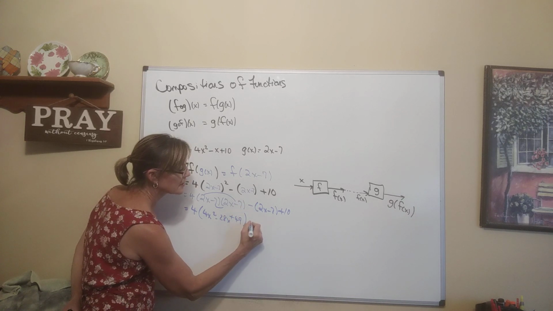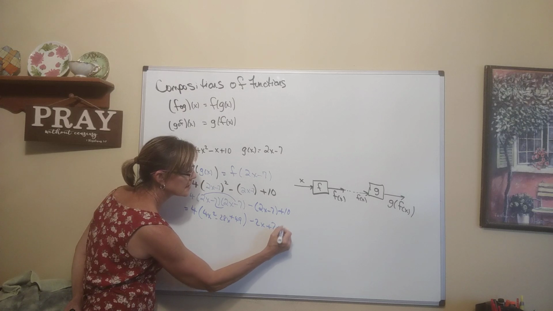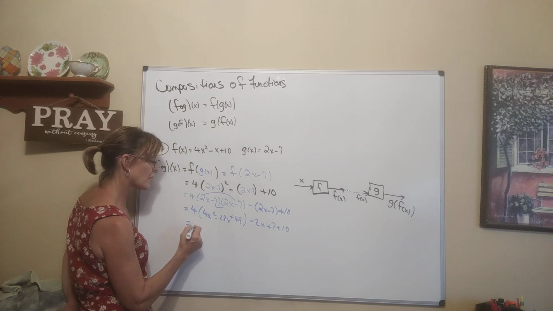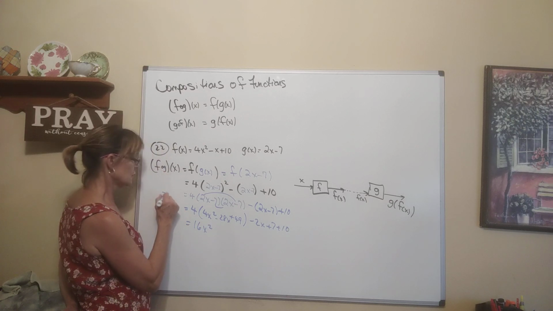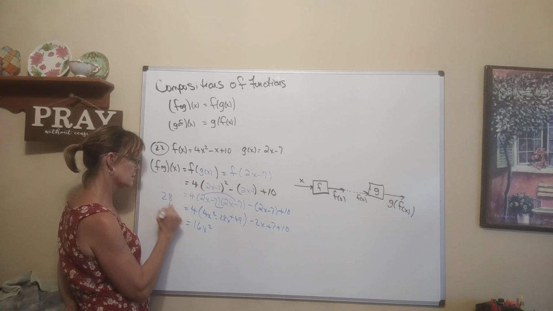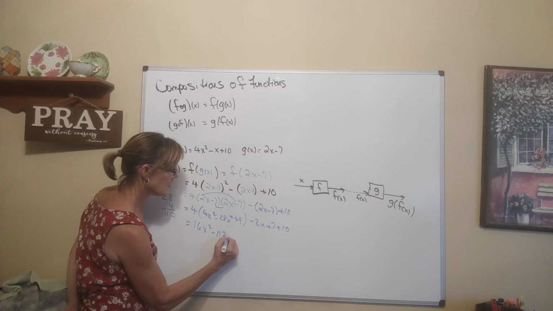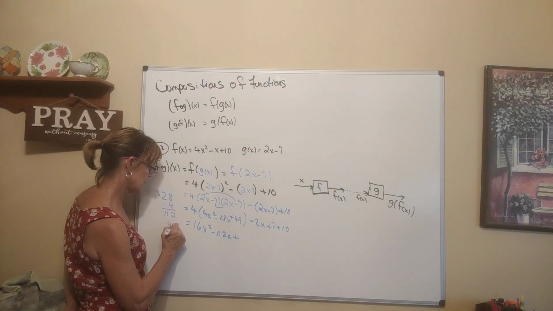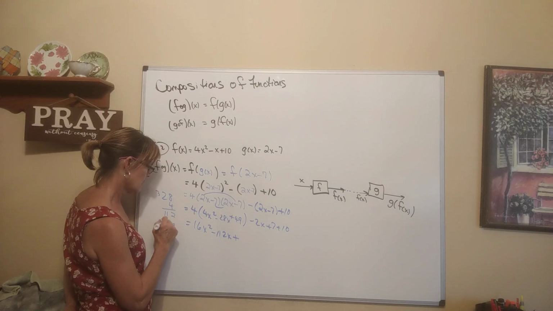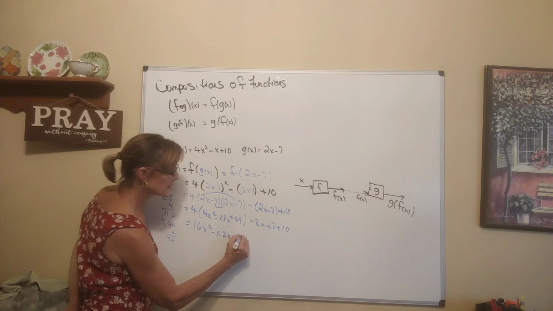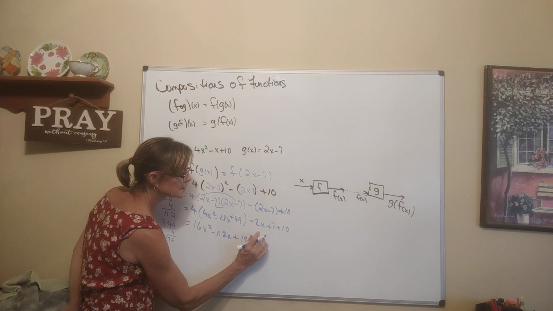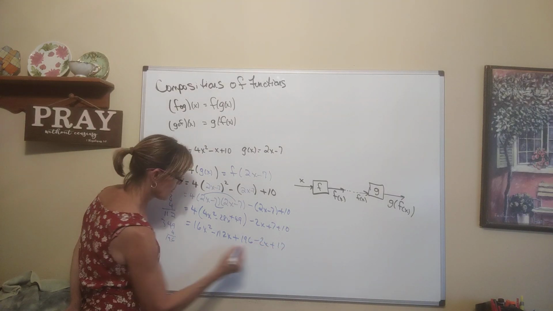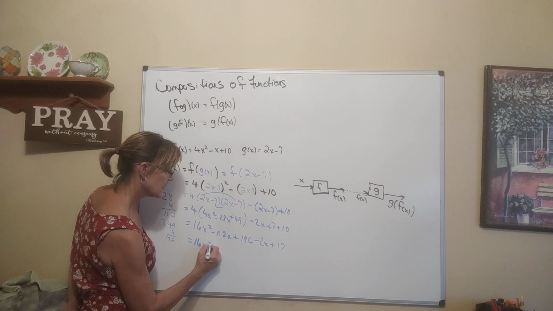I'll distribute this negative right here. That's going to be minus 2x plus 7 plus 10. Now I'm going to distribute my 4. I find it easier to do this way. 4 times 4 is 16x squared. 28 times 4, I do not know, that's 112, so minus 112x, plus 49 times 4, that's 196. 196 minus 2x plus 17. Okay, collect like terms. 16x squared.